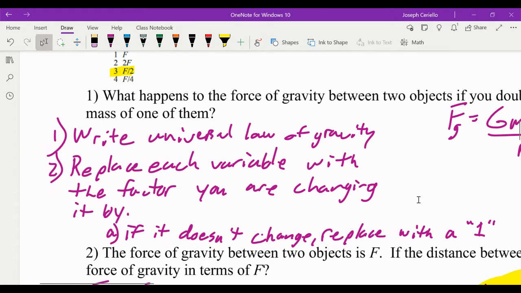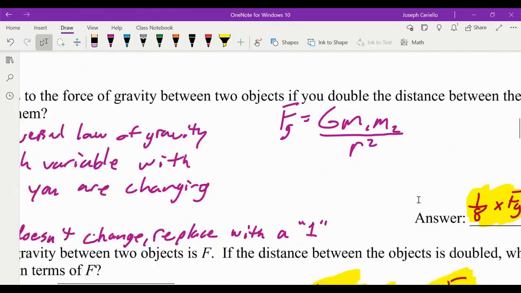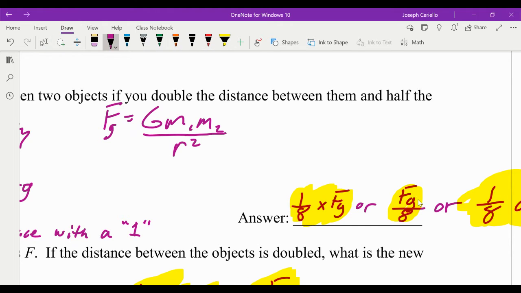There it is. Then you're going to replace each variable with the factor you are changing it by. If it doesn't change, replace it with a 1. So we are doubling the distance and halving the mass of one of them. Let's see how we can go about doing that. I'm not changing big G, so I replace it with a 1. Big G is not equal to 1. I'm simply saying it doesn't change.